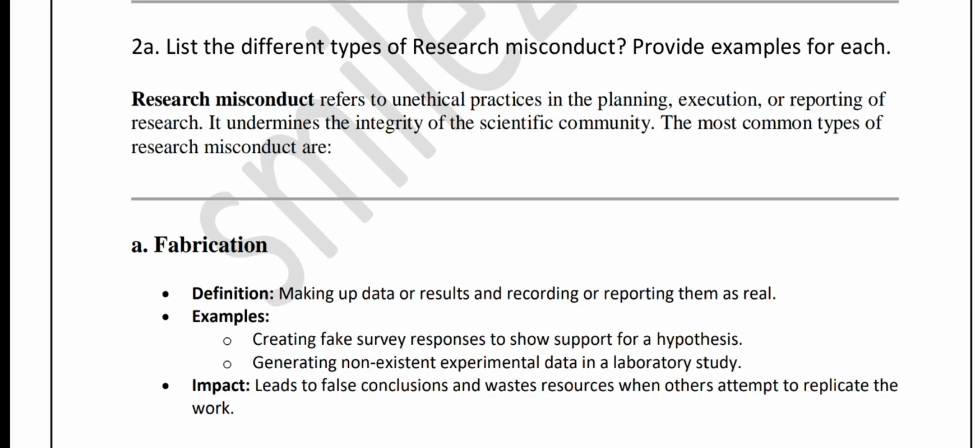So the second question is 2A. List the different types of research misconduct. Provide examples for each. Research misconduct means it's simple. Someone completed the project, and someone else, we don't know who, uses the same procedure, the same booklet and the same matter in his research. So misusing or copying the same research materials, ideas and information in his project is misconduct only. So there are types.